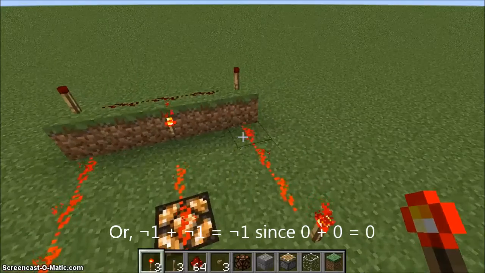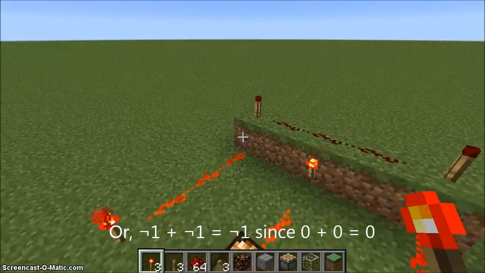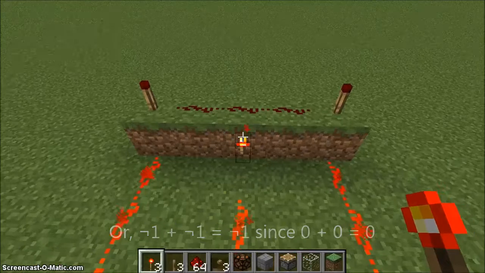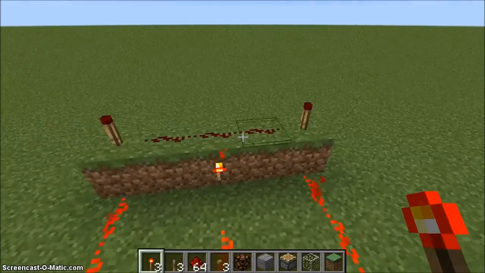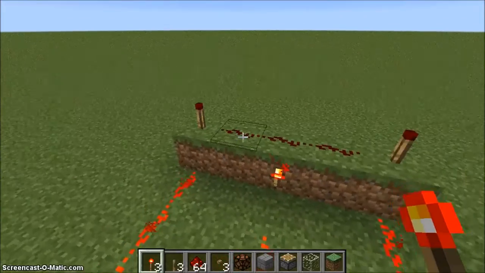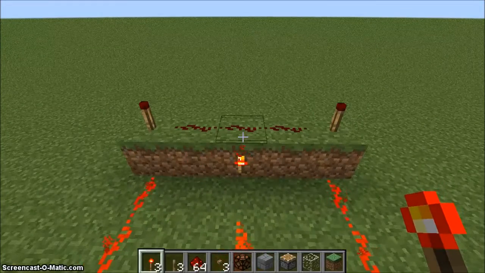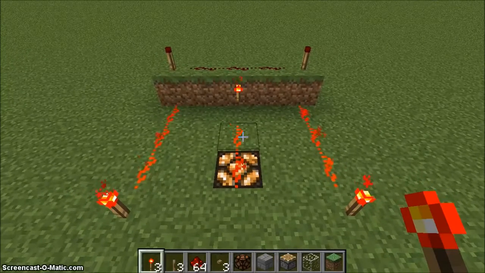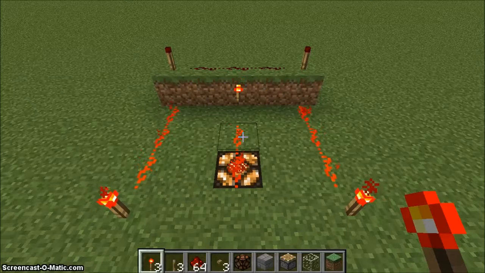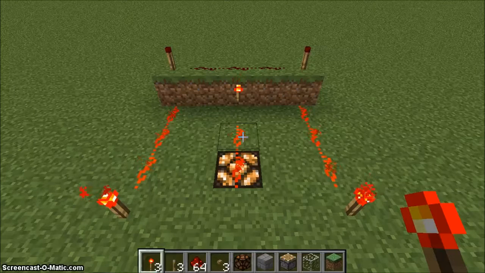So basically, here we have one NOT gate, here we have another NOT gate, and here on our output is our third NOT gate. The two torches connected by the redstone line act as an OR gate. So effectively, we have implemented an AND gate using 3 NOT gates and 1 OR gate, thanks to De Morgan's law. I hope you got all of that, because it's not exactly easy to explain.